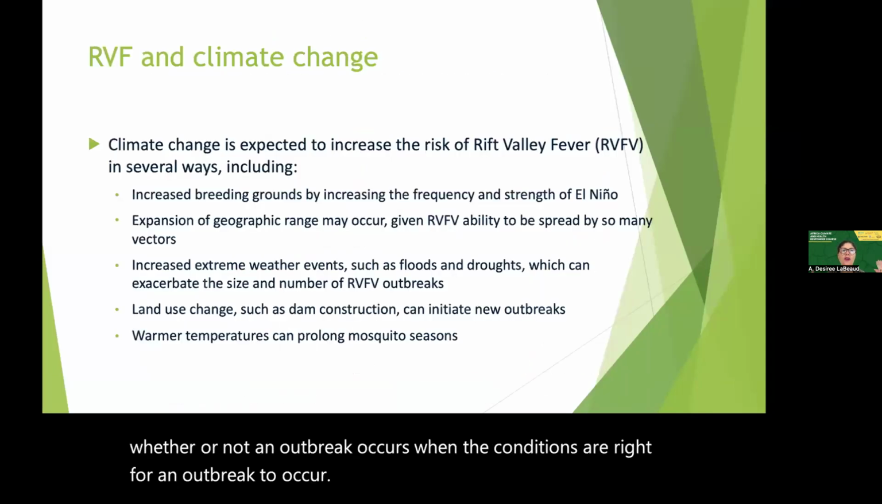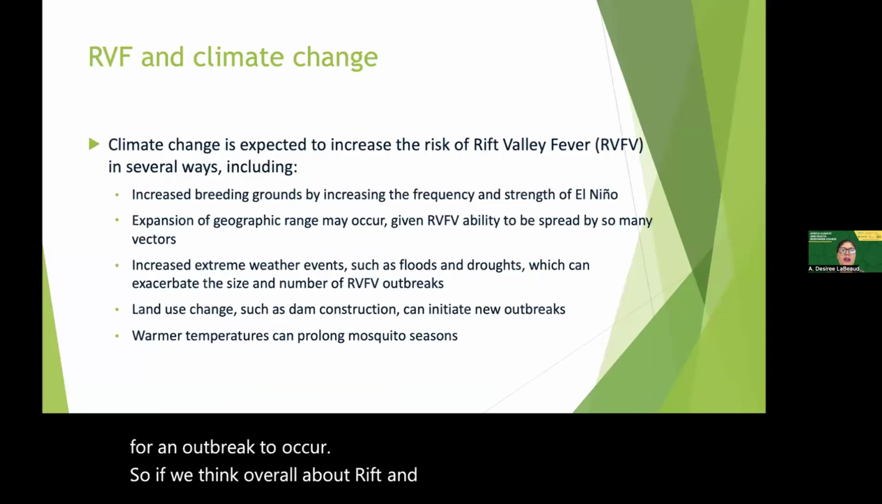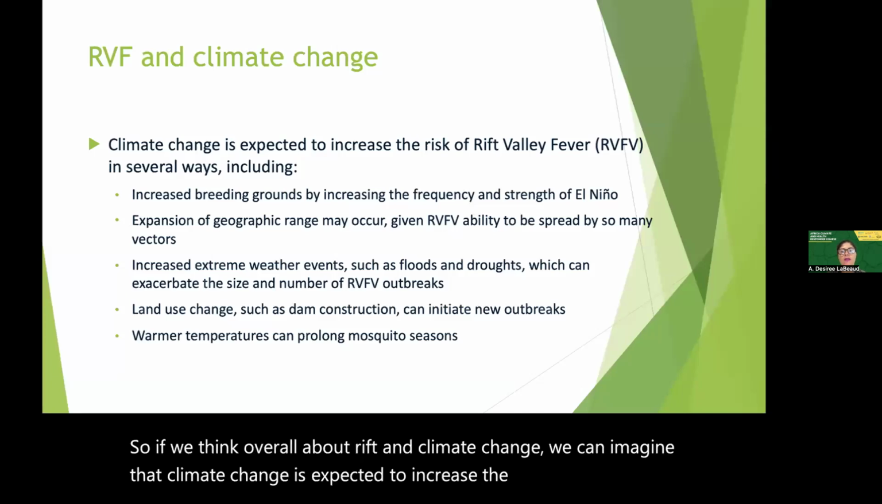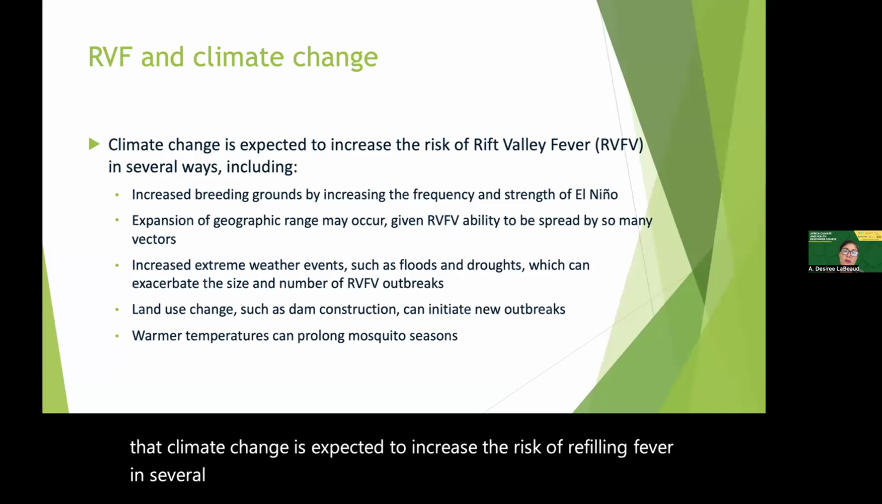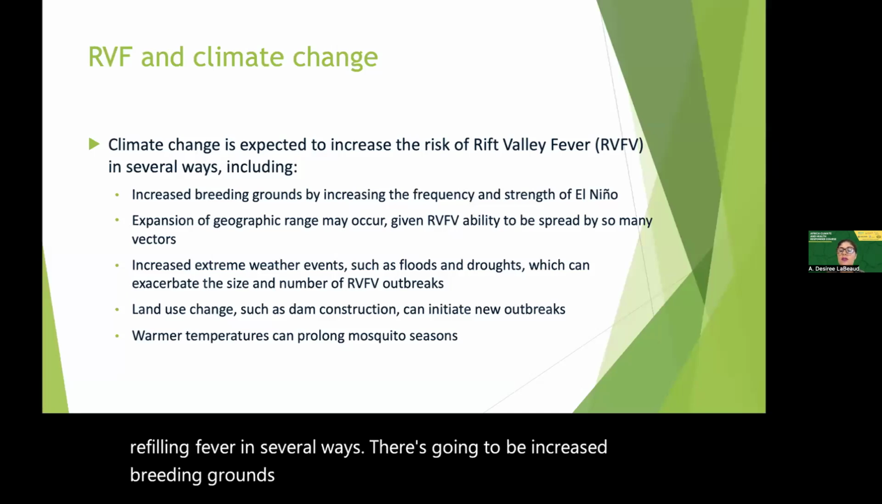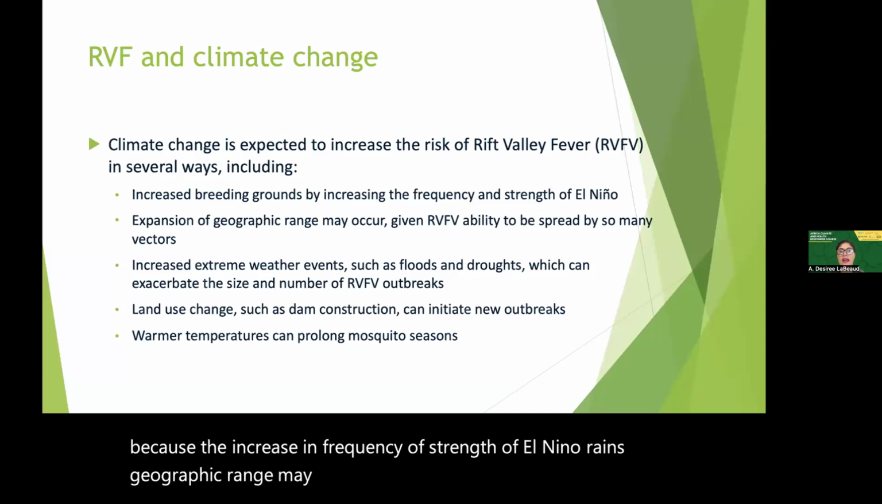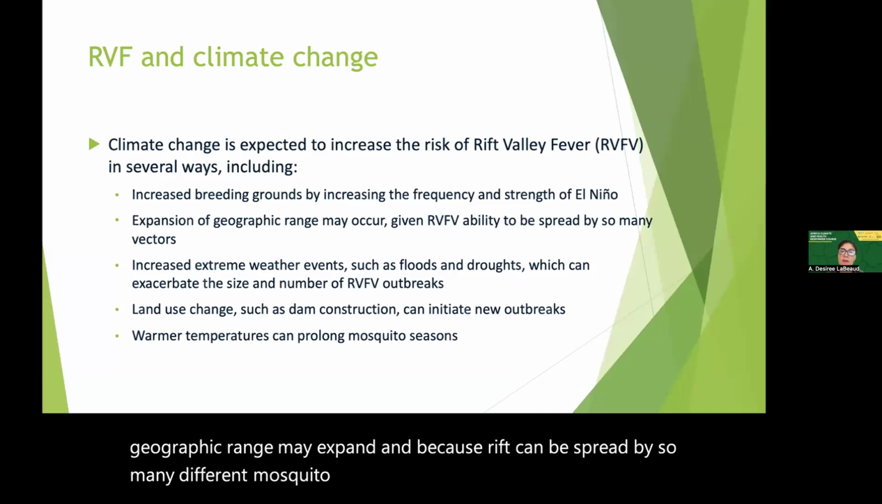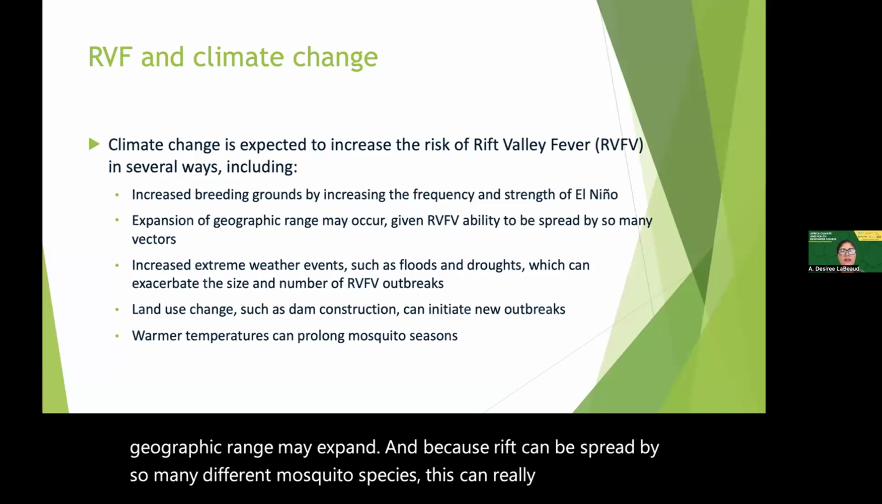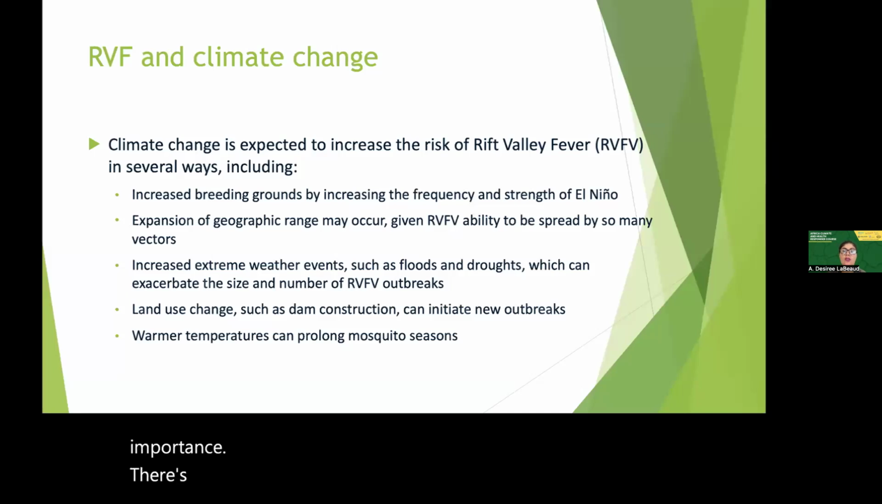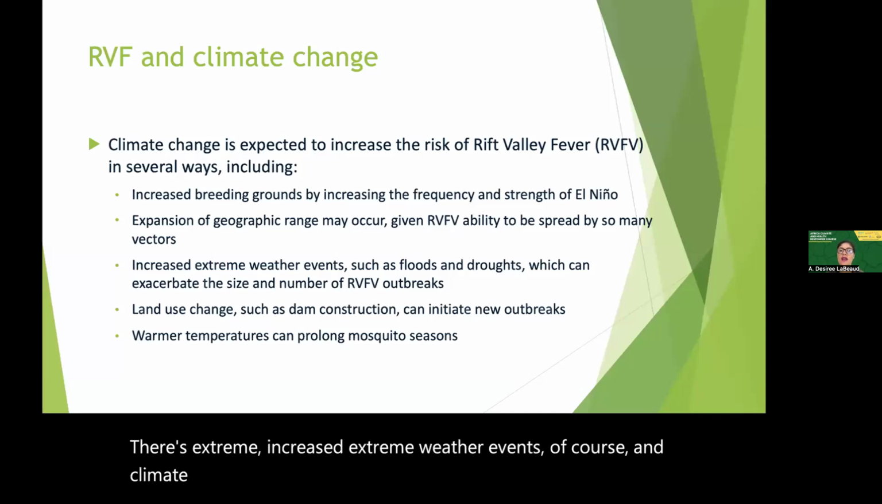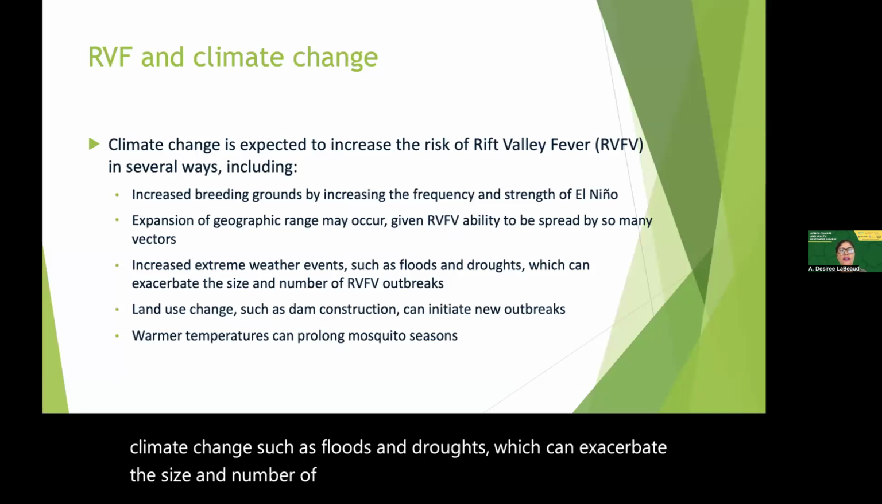So if we think overall about Rift and climate change, we can imagine that climate change is expected to increase the risk of Rift Valley fever in several ways. There's going to be increased breeding grounds because of the increase in frequency and strength of El Nino rains. Geographic range may expand. And because Rift can be spread by so many different mosquito species, this can really be of importance. There's increased extreme weather events, of course, in climate change, such as floods and drought, which can exacerbate the size and number of Rift Valley fever outbreaks.